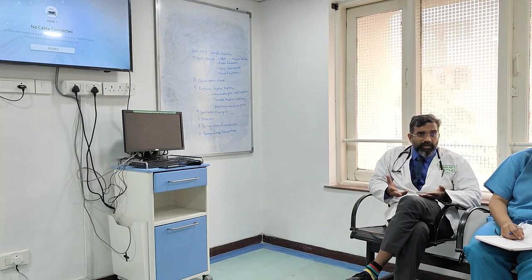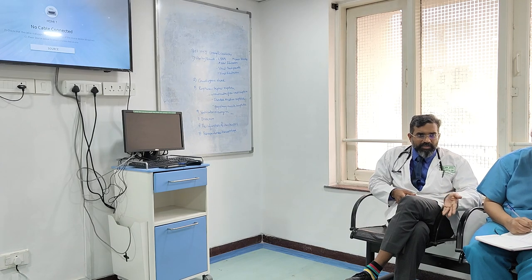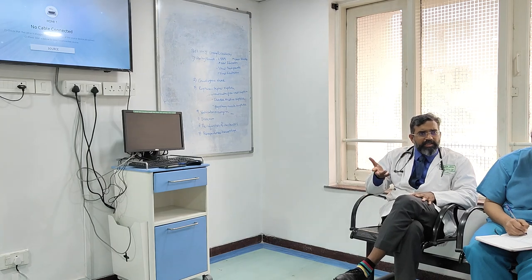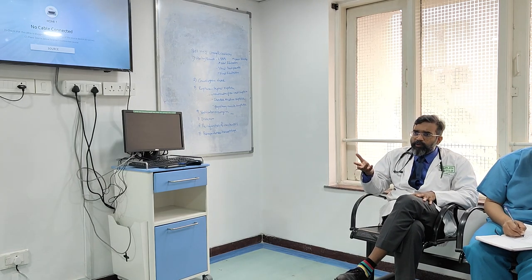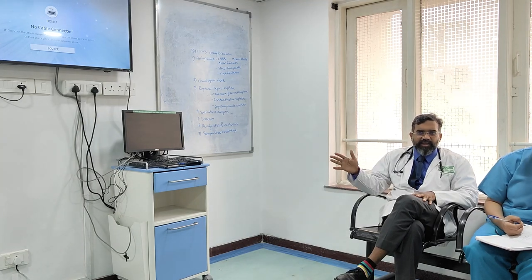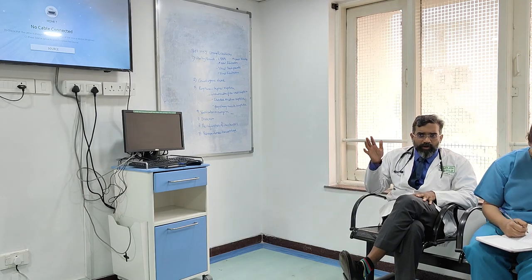USG is retroperitoneal, you can't see much. You do a CBC in the first place. Find the drop in HB. The drop in HB signifies that there is bleeding somewhere, isn't it? Now where is the bleeding? What do you do? Directly a CT scan. A CT scan will tell you there is retroperitoneal hemorrhage.